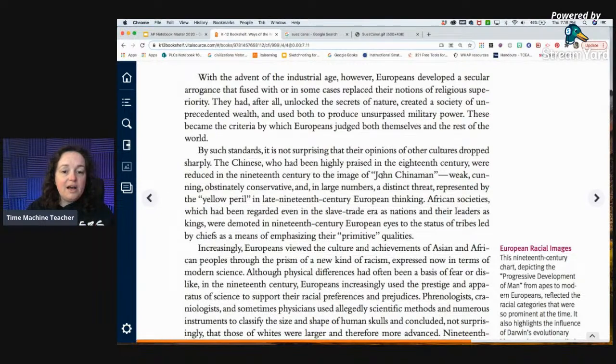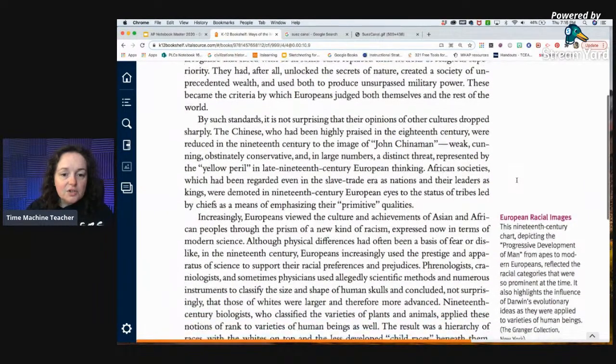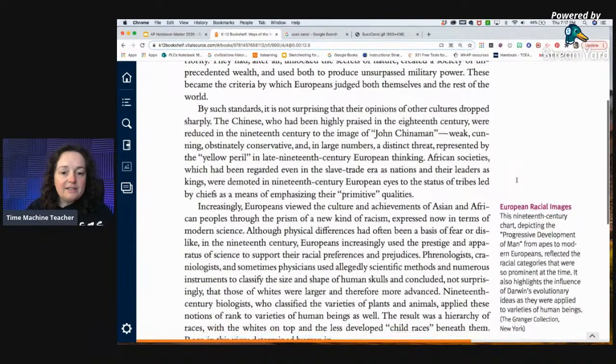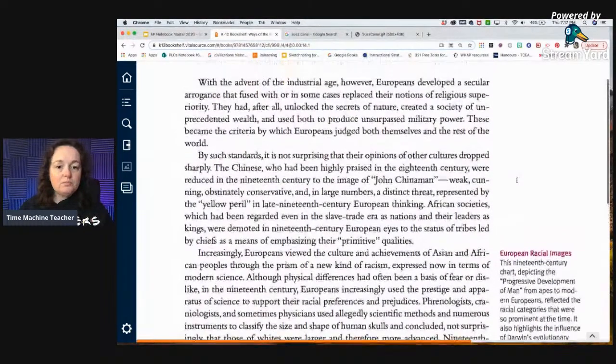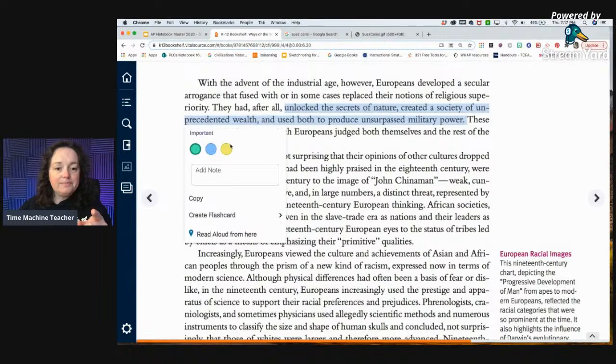It says the Chinese, who had been highly praised in the 18th century, were reduced in the 19th century to the image of John Chinaman, weak, cunning, obstinately conservative, and in large numbers a distinct threat, represented by the yellow peril in late 19th century European thinking. African societies, which had been regarded even in the slave trade era as nations and their leaders as kings, were demoted in the 19th century eyes to the status of tribes led by chiefs as a means of emphasizing their primitive qualities. So, because of this reason right here, they think that they are starting to become superior.